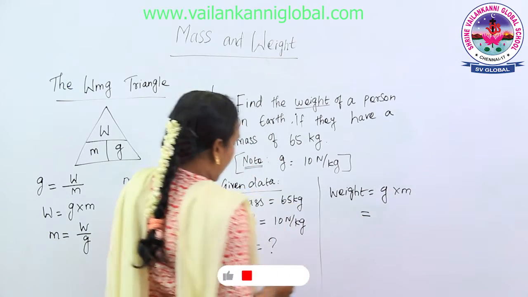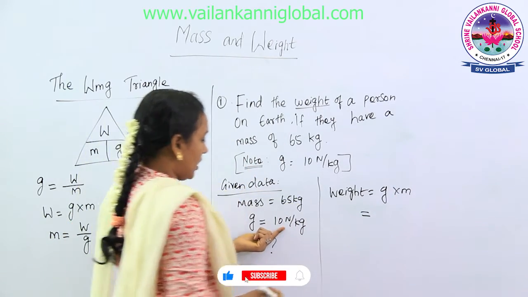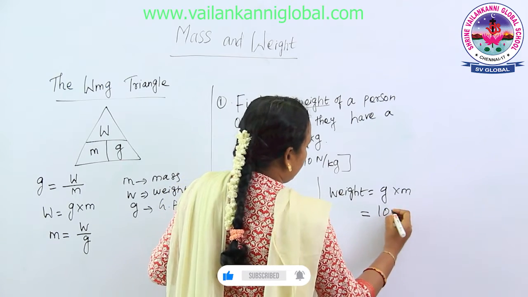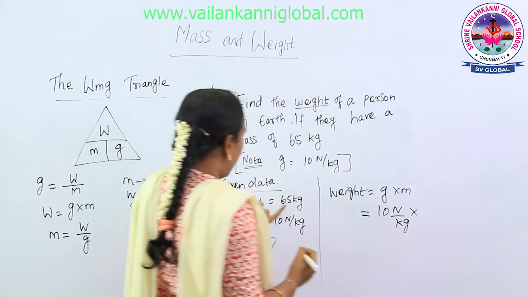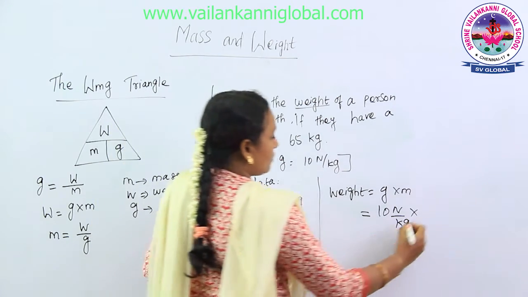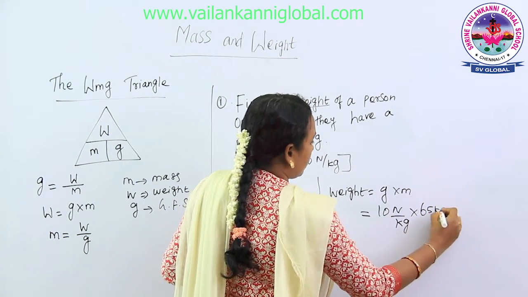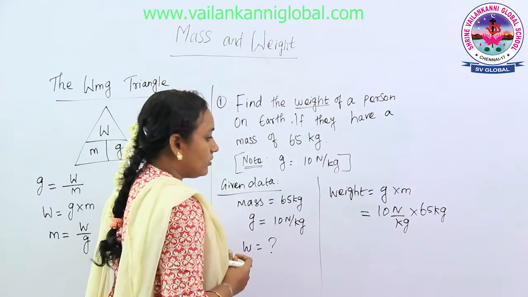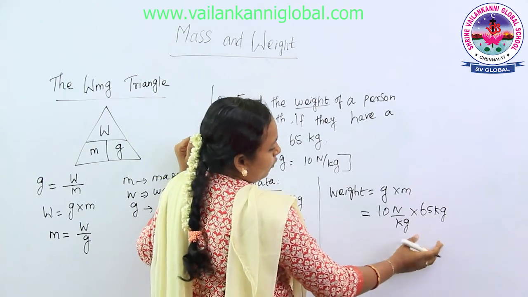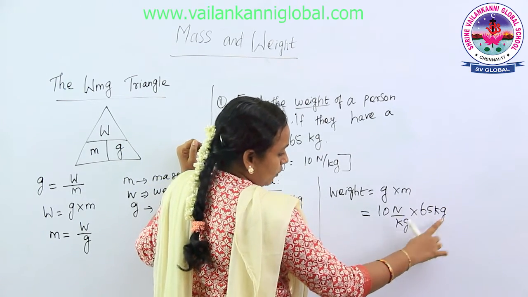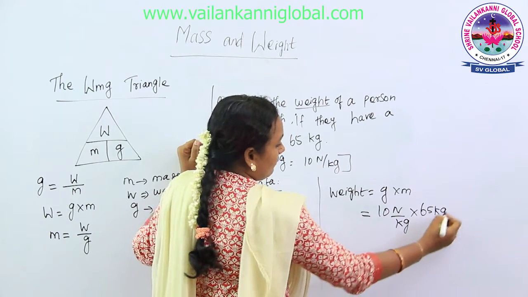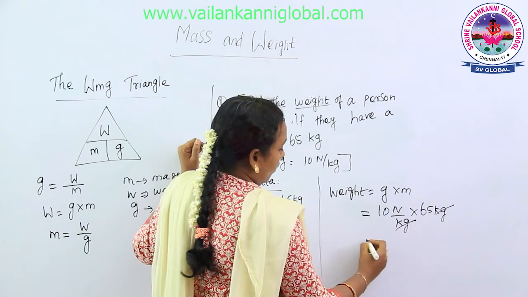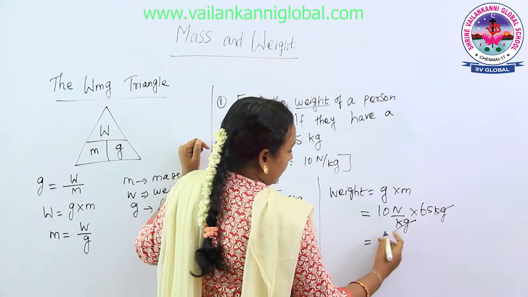Now, the value is given for G. So 10 Newton by kg into mass is 65 kg. So 65 kg. So here now cancel out the unit. First look at this problem. So here 1 unit, 1 kilogram is there in the numerator and the other one is there in the denominator. So can we cancel out easily? So whatever is remaining, write it.